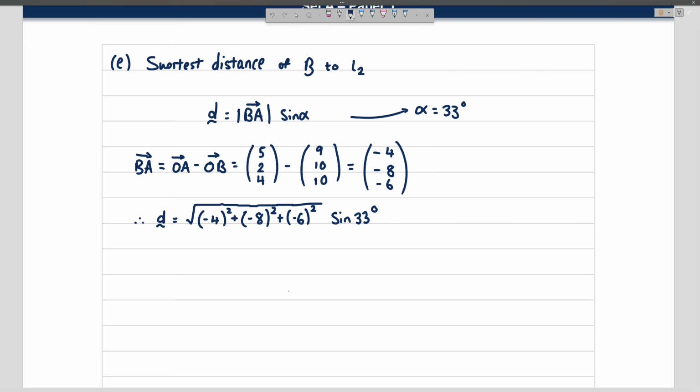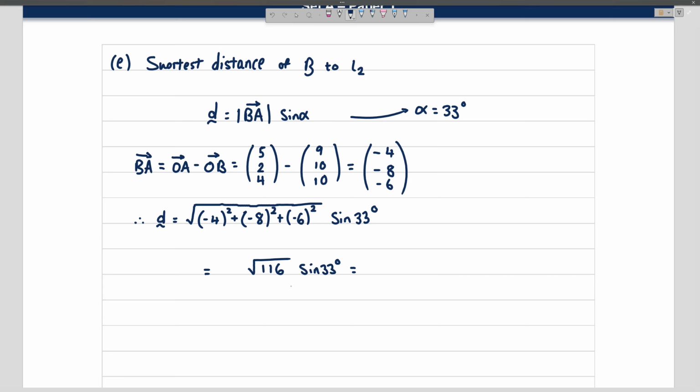Okay. At this point here, just use a calculator. I haven't done this myself, so let me just quickly do this on my calculator here. So what do I get here then? So the square root of minus 4 squared plus minus 8 squared plus minus 6 squared, that is the square root of 116. So square root of 116 times sine 33 degrees.